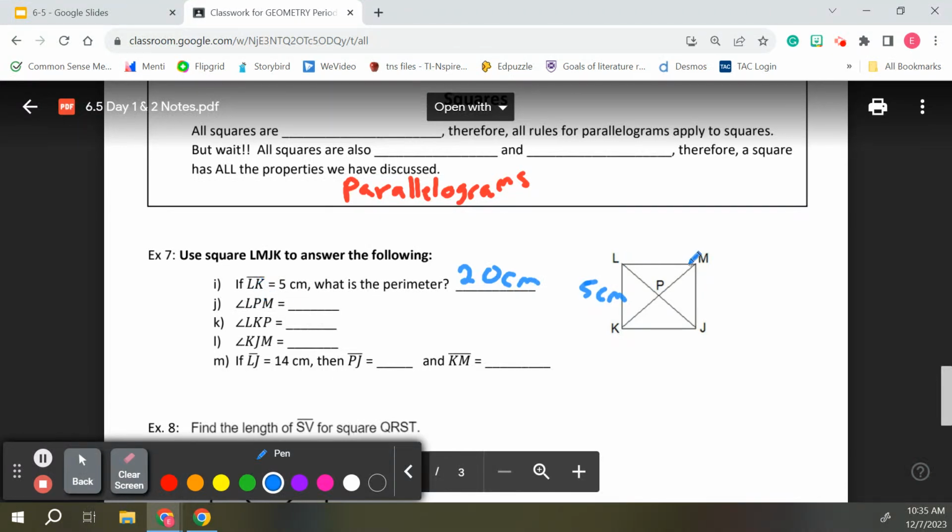So L to M to P, right here, that is 45 degrees, because remember, we said yesterday that a rhombus bisects the opposite angles with that diagonal, right? So that counts here because a square is a rhombus. LKP, so L to K to P, is also 45 degrees because of the same reasoning. K to J to M is 90.